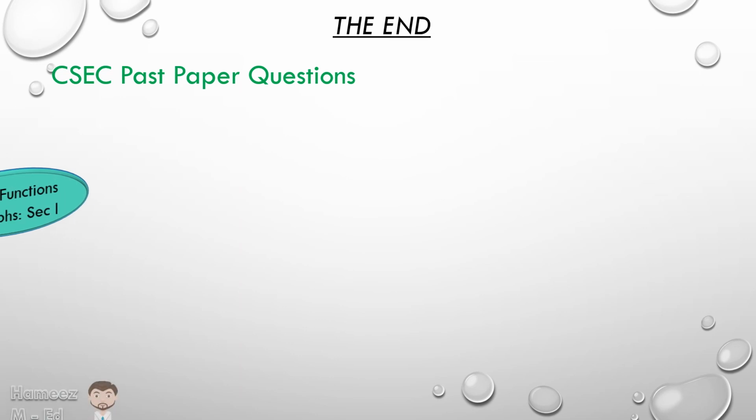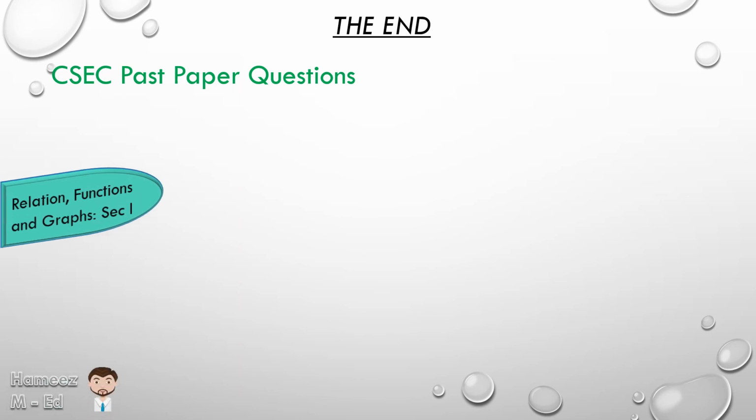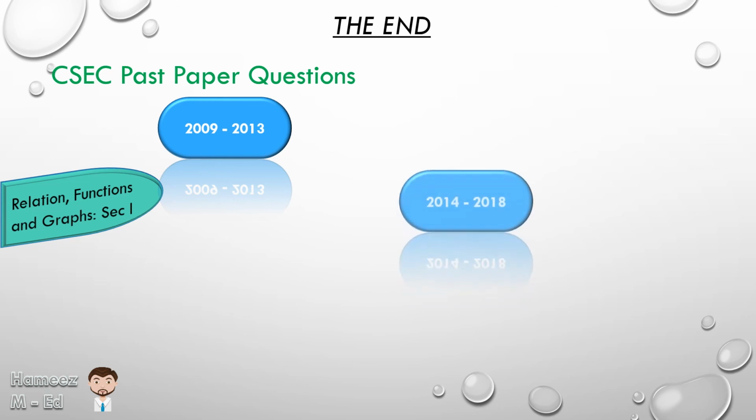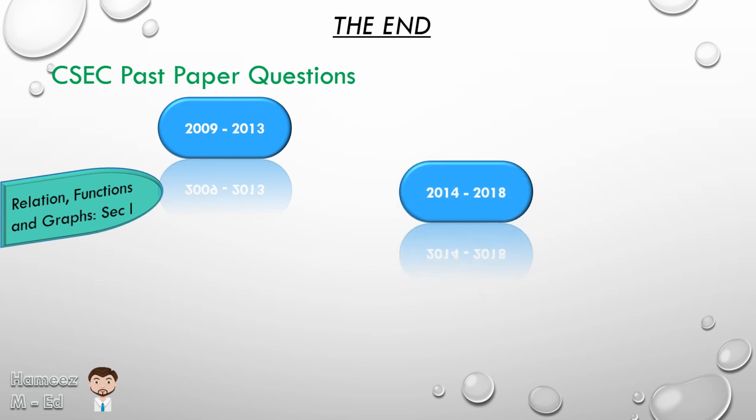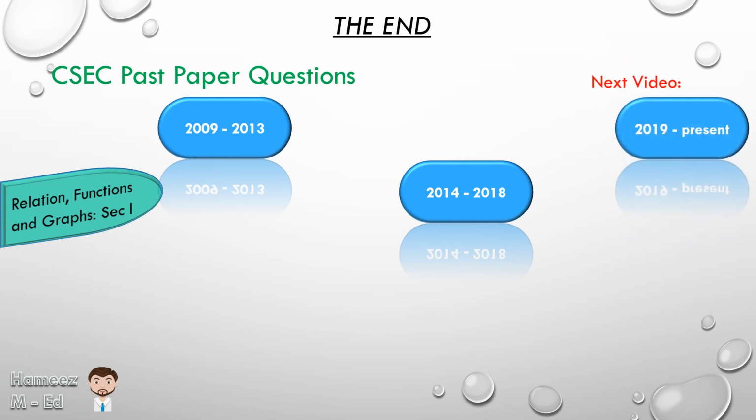We've now come to the end of CSEC past paper questions in the topic of relations, functions, and graphs that occur in section 1 of the paper. In our first video, we did past paper solutions from 2009 until 2013. And in this video, we did the next 5 years from 2014 until 2018. And our next video will be from 2019 onwards.